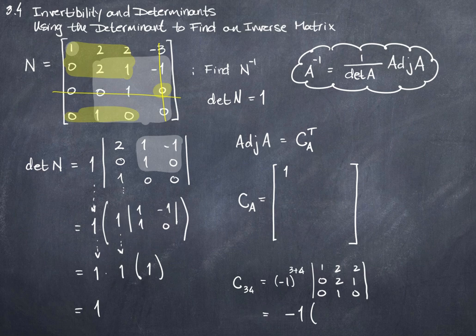1 times the determinant of this matrix. And the determinant of that matrix is 0 minus 1. So here I get 1. That goes in the position in my cofactor matrix of row 3, column 4. Row 3, column 4 is 1. And notice that it's a 1, not a 0, in spite of the fact that the original matrix has a 0 in that position.